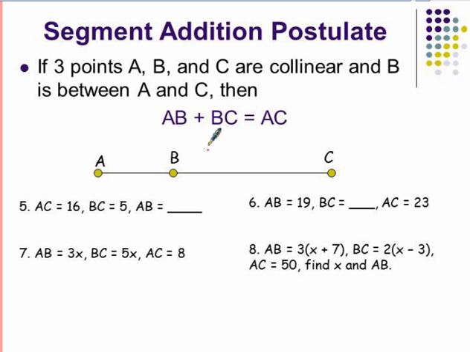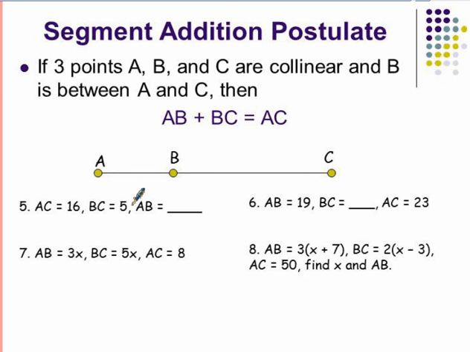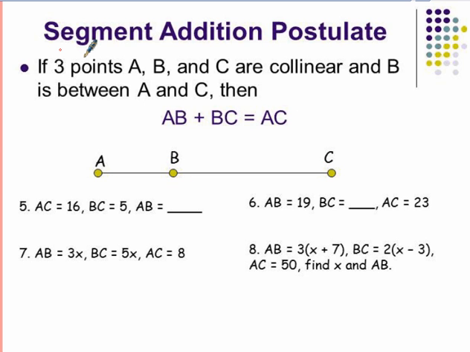Segment addition postulate. If 3 points, A, B, and C, are collinear, and B is between them, then this part plus this part equals the whole thing. That should make a lot of sense if we think about it logically. This part right here plus this part right here equals the whole thing. Again, not real complicated, and it's called the segment addition postulate. My suggestion with these problems is to label them as you go. So if the whole thing is 16, and BC is 5, then how much is left for AB?